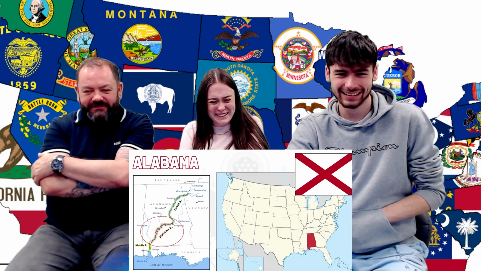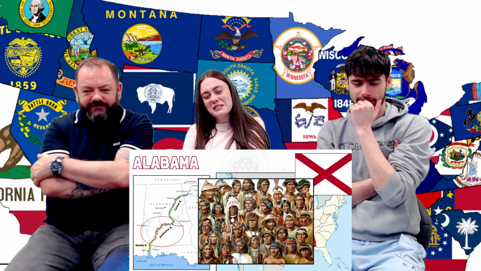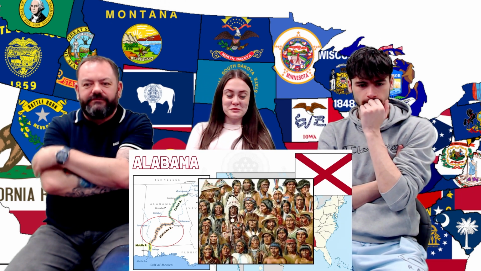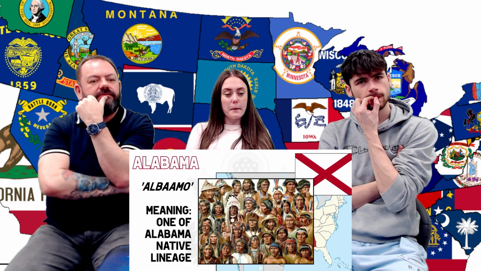Alabama was named by the Europeans after the native Alabama tribe. In the native language, the word for a person of this specific native lineage is also Alabama.